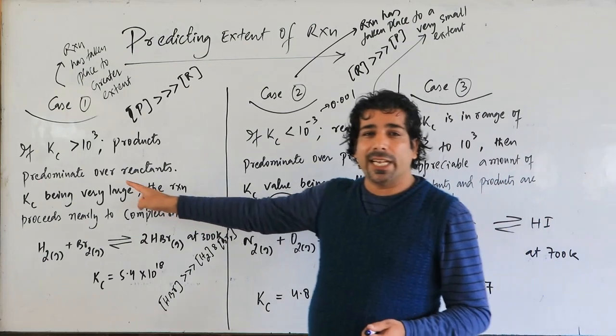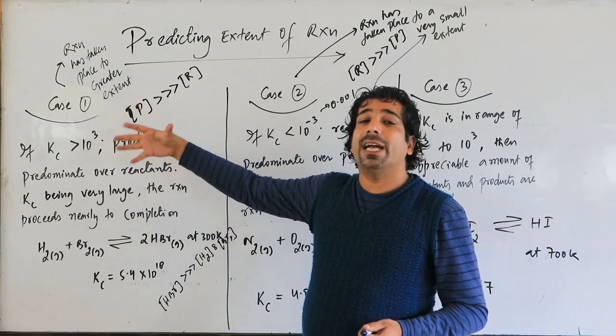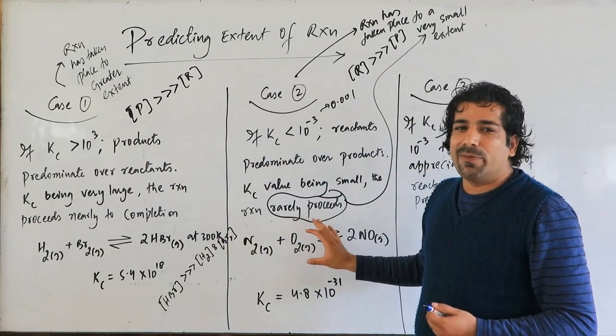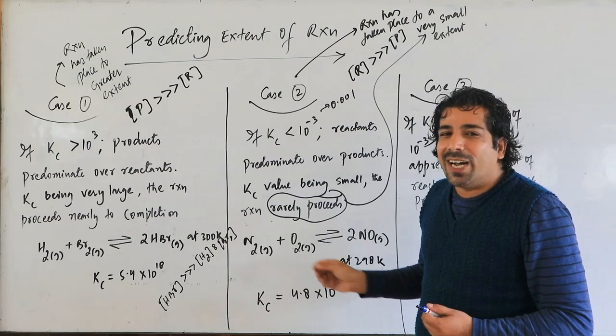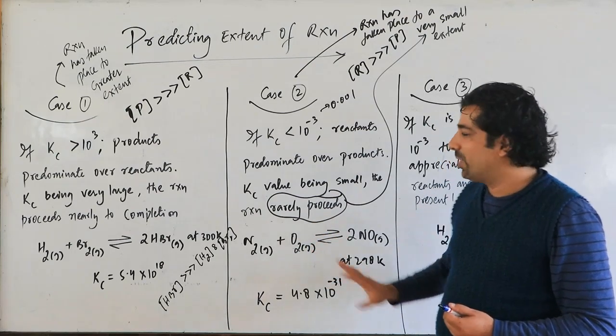Yes, here the equilibrium will be established after the reaction has reached a large completion. Here the equilibrium will be established very fast. Why? Because a small amount of reactant will change into the product actually here.